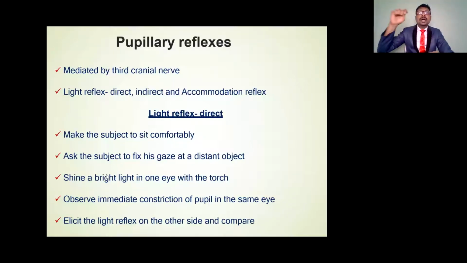If you put the torch to the right side, the pupil is going to be constricted, pulled inside. That is the response. Then elicit the light reflex on the other side and compare. So we have to do the right side as well as the left side.